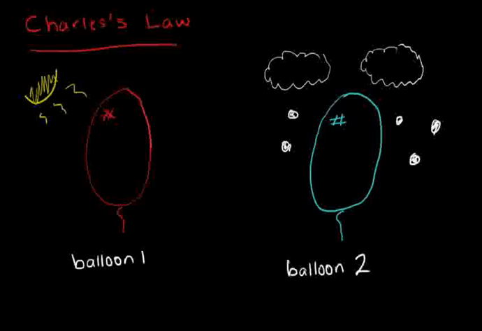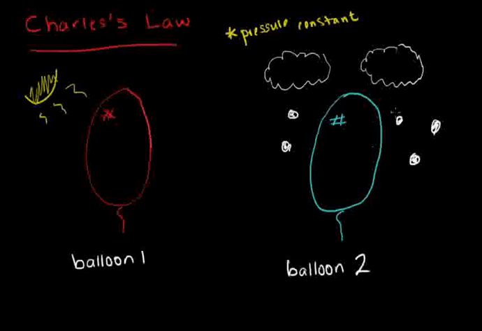And Charles's law is going to take a look at two different quantities. We're going to hold pressure constant. Maybe that's important. I'll write up here: pressure constant. And we're going to take a look at temperature and volume. And to do that, we're going to take a look at two different balloons, or maybe the same balloon on different days. Balloon 1 is being exposed to the sun on a really hot day.